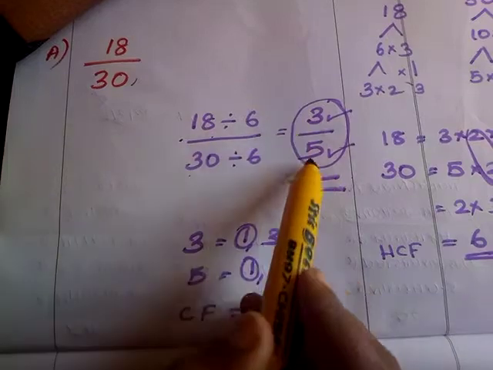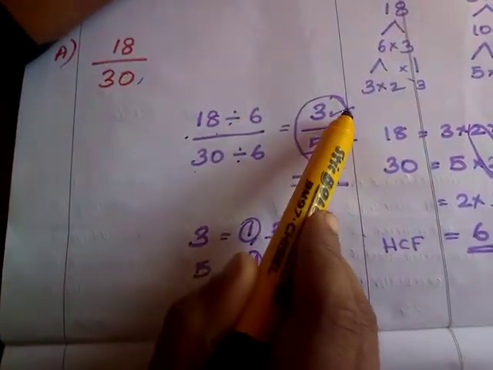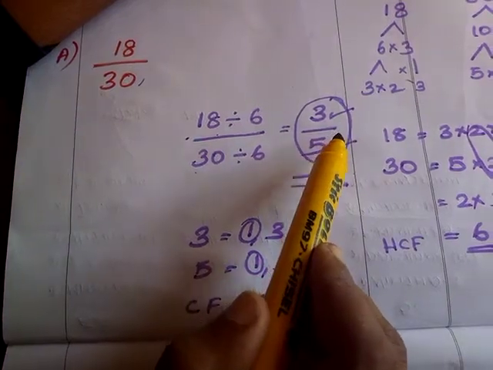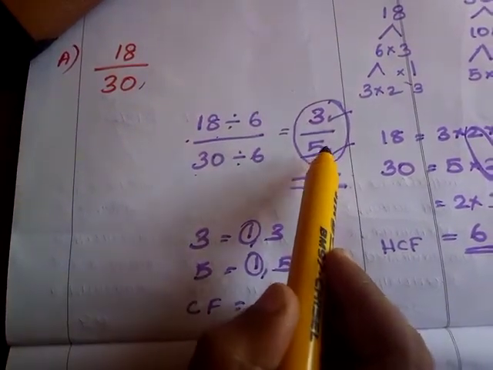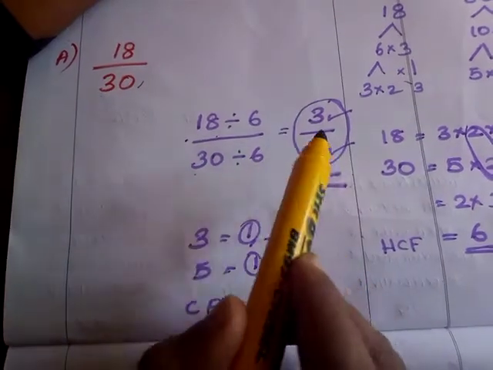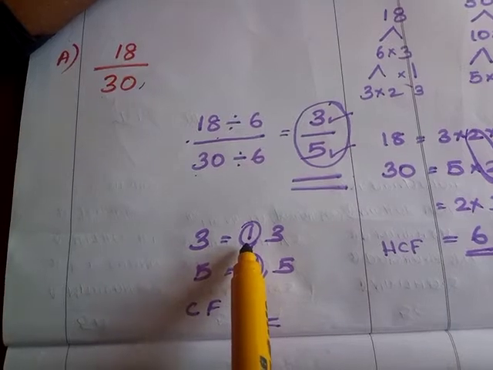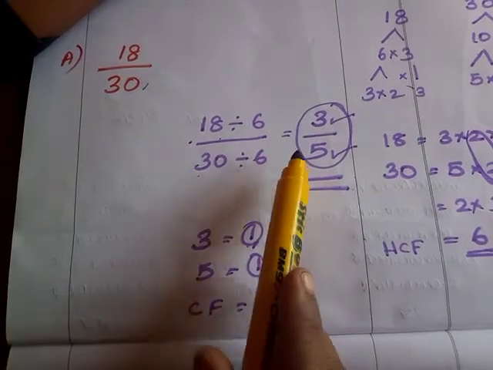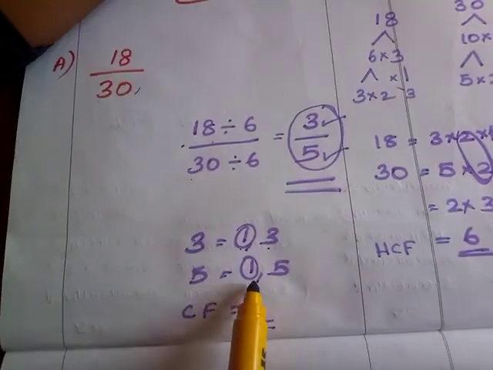Now look at this. This is the lowest term of the fraction 18 by 30. Why should I say this is the lowest term? If you check the numerator and denominator, their common factor will be 1. Just check. 3 is a prime number, so the factors of 3 will be 1 and 3, right? And 5 is also a prime number, so the factors of 5 are 1 and 5.